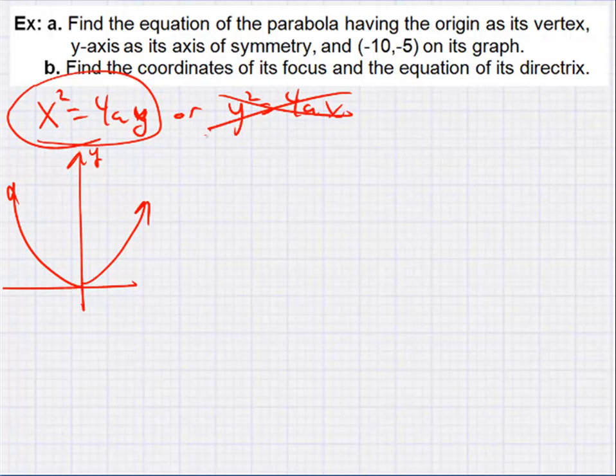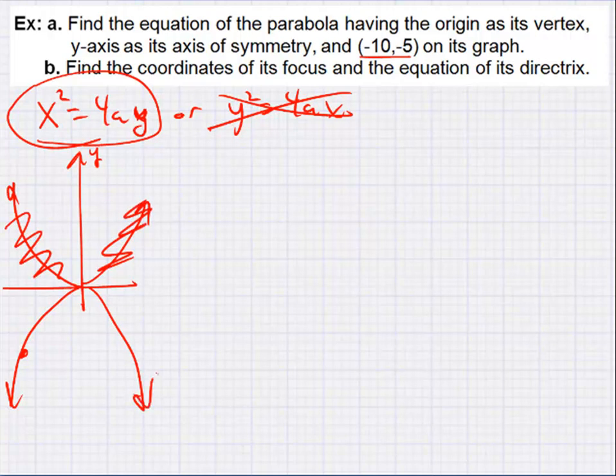Okay? Now it says that -10, -5 is on the graph. So this point right there is on the graph, which tells me my parabola actually has to look like this instead. Still, it's a vertical parabola, sort of just flipped over. And you kind of know how that's going to happen. There's going to be a negative involved in here. But this is my parabola.